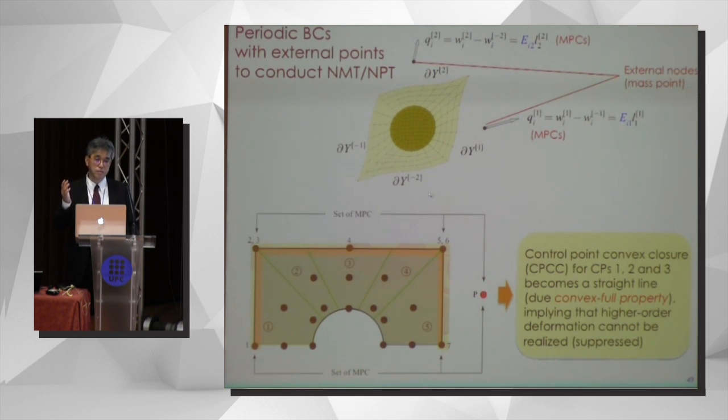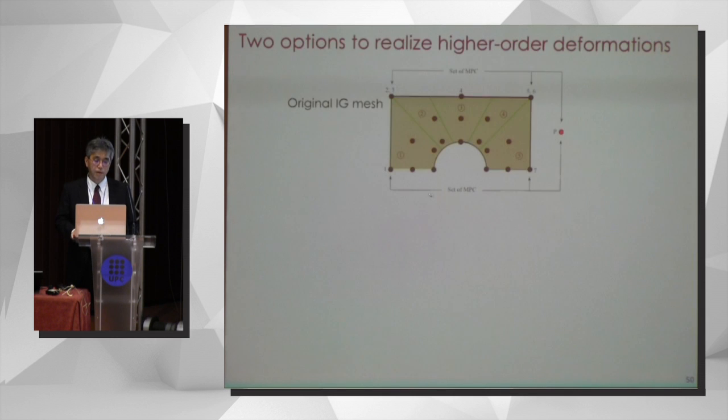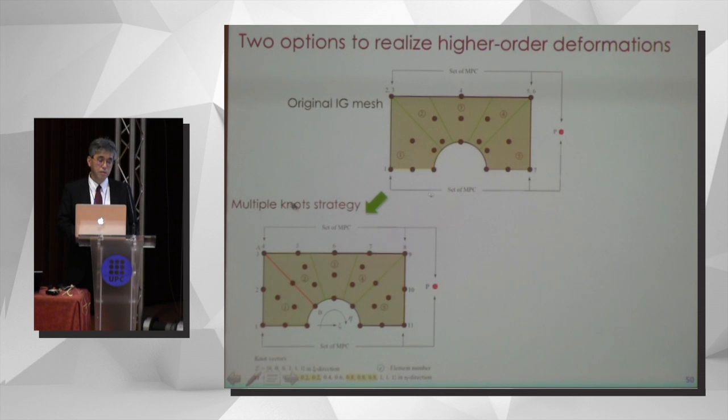So the numerical material test would provide a much stiffer result than reality in this case. So we have to resolve this problem. In order to realize a higher order deformation in the unit cell deformation, we have two options. One of them would be the use of multiple knots. Okay? That is, we repeat the knot value here to have the additional control point, to have the higher order deformation along this edge.